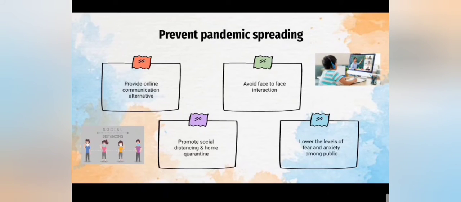Next, the social media application can also prevent pandemic spreading. Providing online communication is an alternative in avoiding face-to-face interaction among people. For example, work from home has become a regular routine among workers in order to prevent direct contact between them, which might increase the risk of COVID-19 infection.